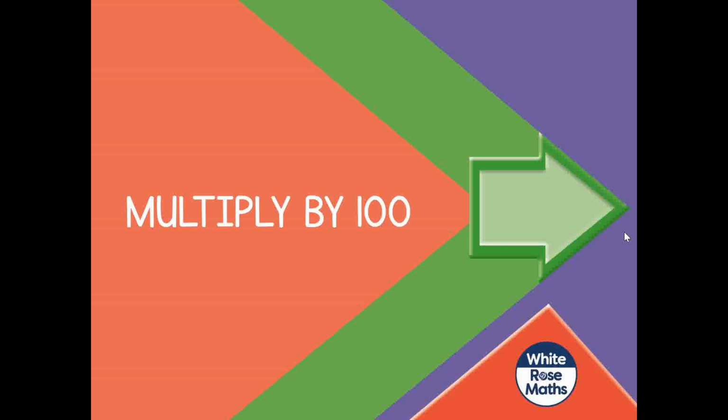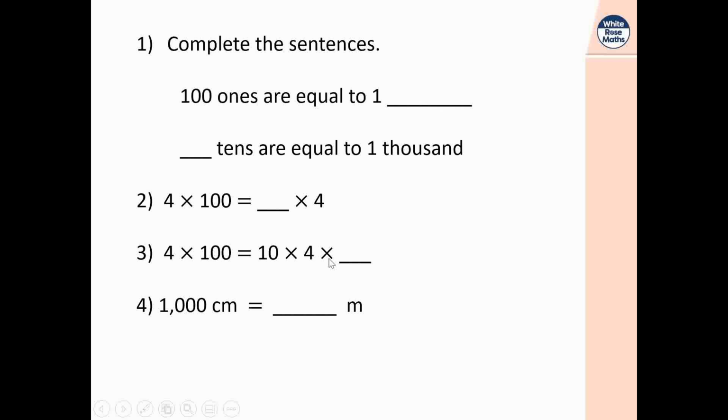Right, so this is today's topic, which is multiply by 100. Okay, let's have a look. Get ready. Okay. Complete the sentences. 100 ones are equal to 1. So yeah, it's asking you to times 100 by 1, which makes 100.